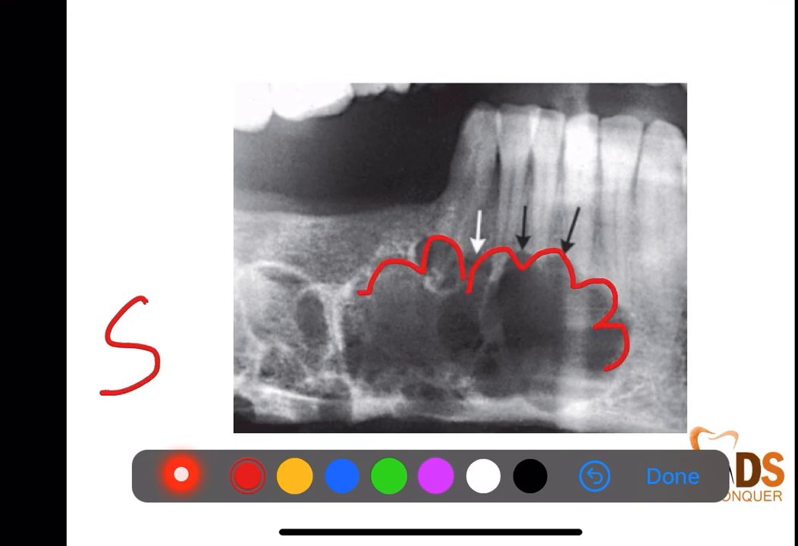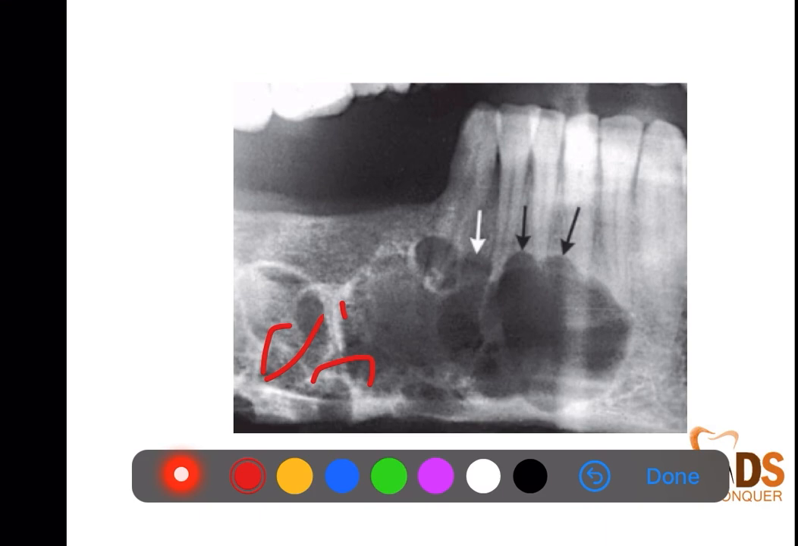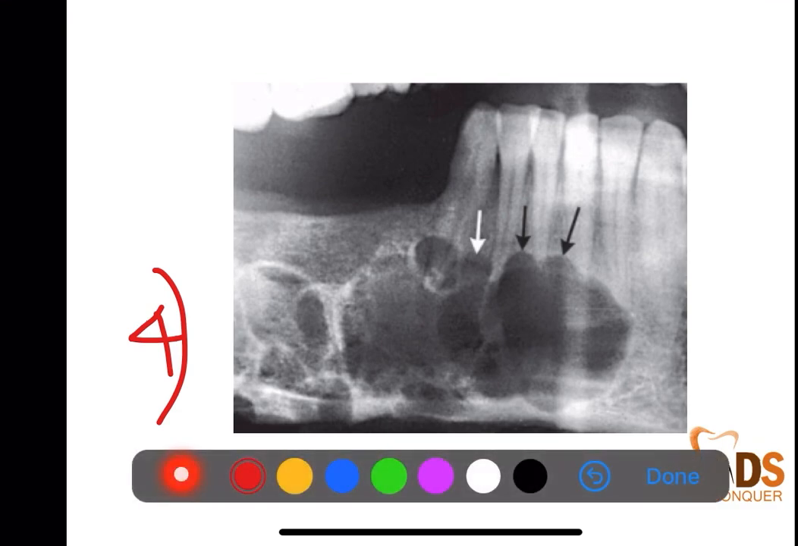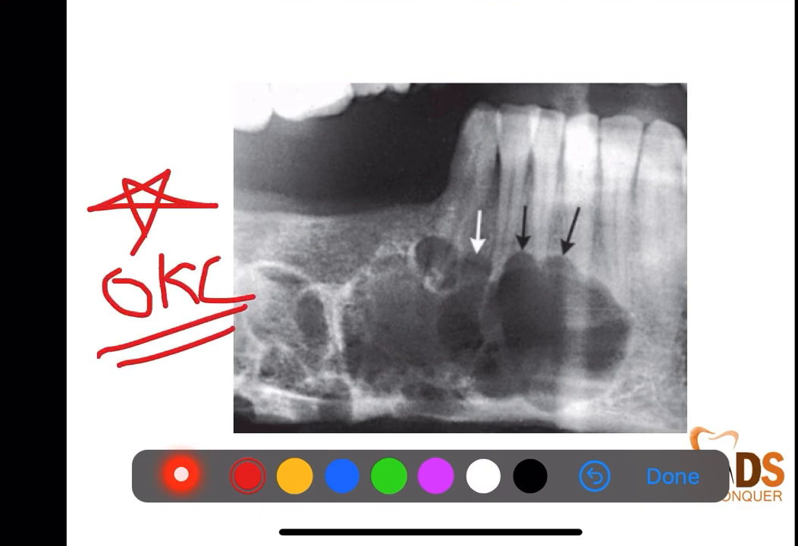Next we have to go for the internal structure. You can see some septae here and there, and a multilocular appearance, right? And the fourth step, as we discussed, is to look at the effect on the roots or on the adjacent structures. Not much effect is there, right? So this goes in favor of OKC. A very important finding in OKC is this scalloping. Also, it will not show much effect on the adjacent structures.